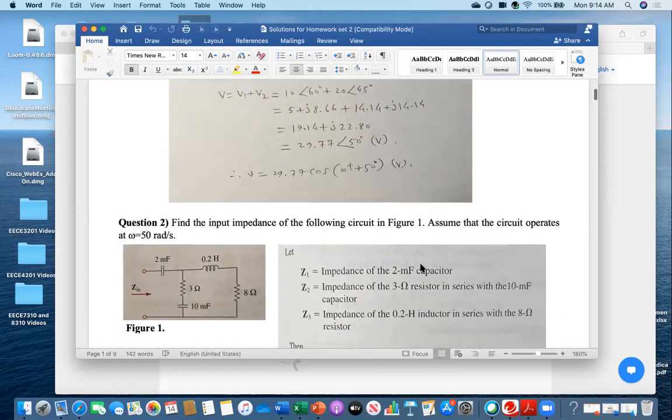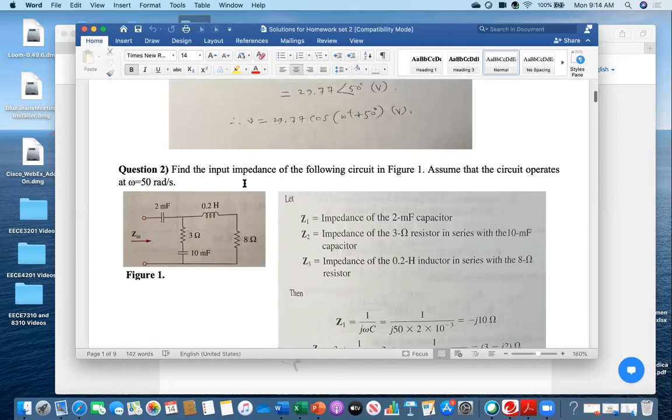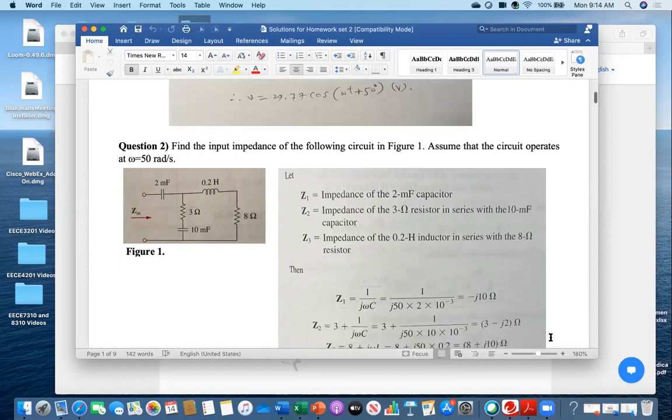Okay, that is fine. Number two, find the input impedance of the following circuit in figure one. Assume that the circuit operates at omega 50 radian per second. So you have to find the equivalent impedance, the input impedance, looking from here. Everybody see the circuit.